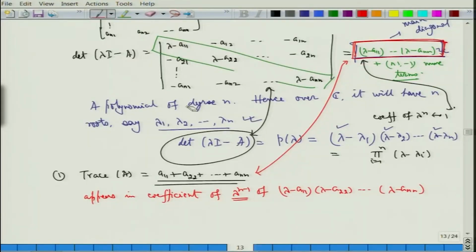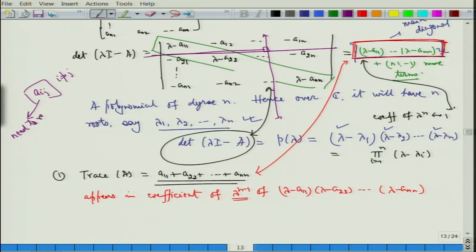Fine. If I do not want to look at the main diagonal, if I want to look at any other term, all right. So, as soon as I look at any other term here, this tells me that I will have to remove this row and I will have to remove this column. This is what the determinant was. Determinant means if I am looking at a term aij, i not equal to j, it means that I need to remove the ith row and jth column.